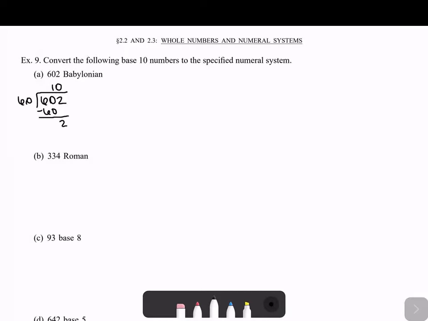What I think is really helpful is to write this number in expanded form for any base system. So 602 in base 10 is, in base 60, 10 times 60, in the 60 place, plus 2 times the ones place. So 10 in the 60 place and 2 in the ones place.